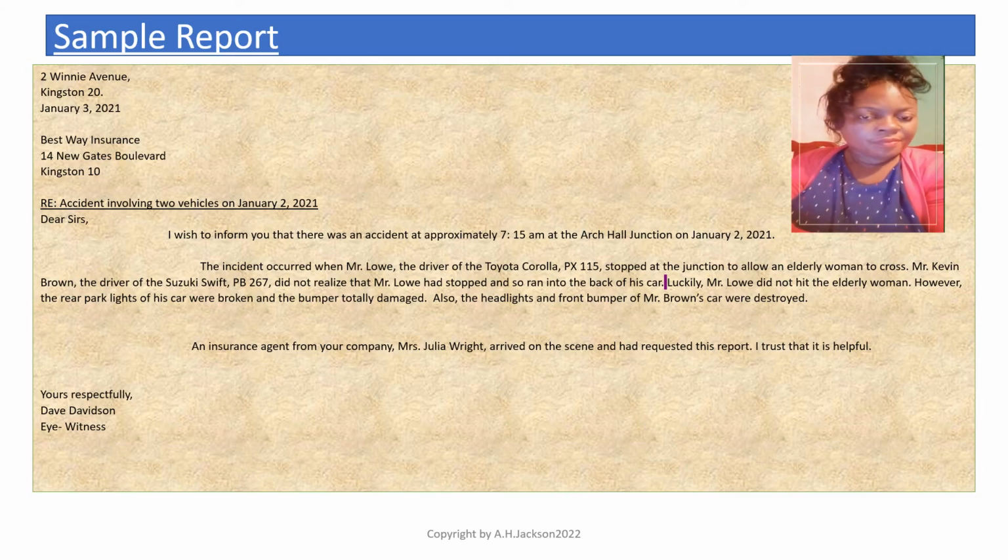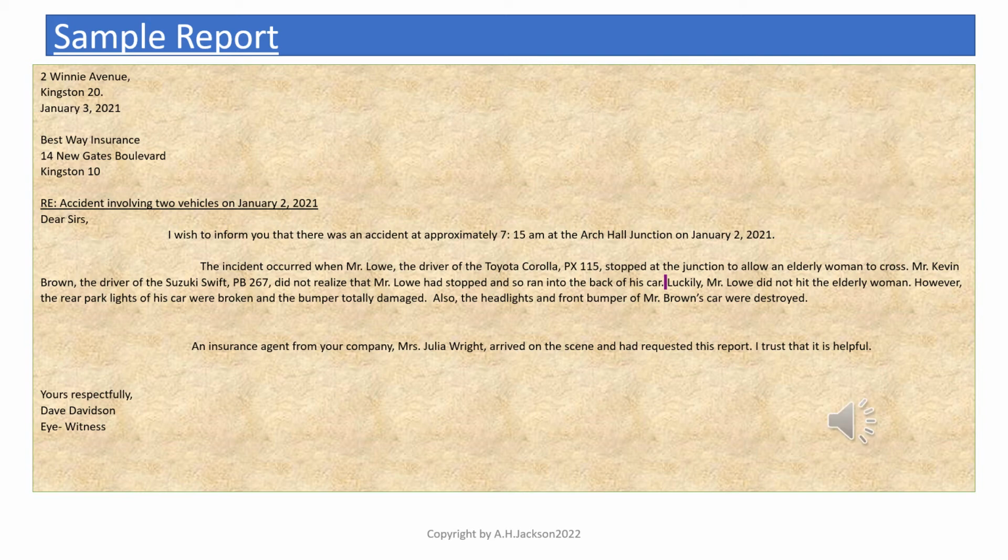Report. The sample report reads: 2 Winnie Avenue, Kingston 20, January 3rd, 2021. Bestway Insurance, 14 Newgates Boulevard, Kingston. Accident involving two vehicles on January 2nd, 2021. Dear sirs, I wish to inform you that there was an accident at approximately 7:15 a.m.